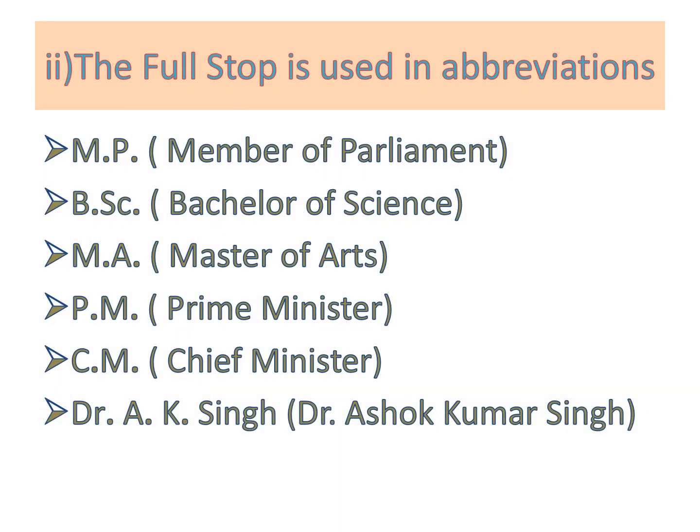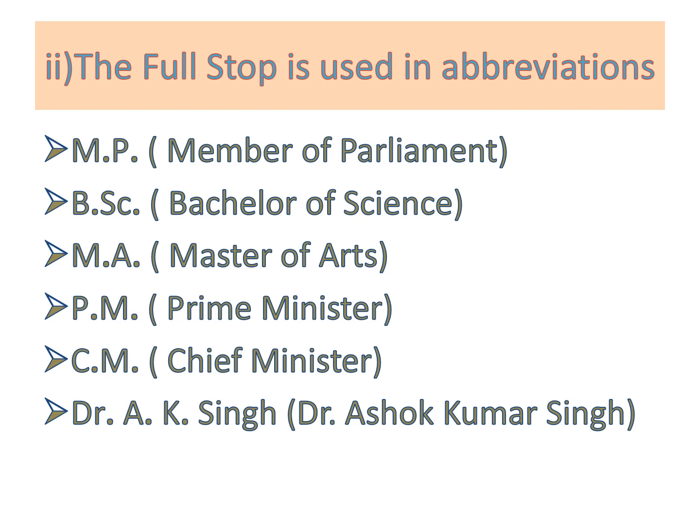The full stop is used following abbreviations. There are some examples on the screen. The abbreviation of Member of Parliament is M.P. See, M stands for member and it is followed by a full stop. The same way, P is used for Parliament. As it is an abbreviation, it is followed by a dot or full stop.